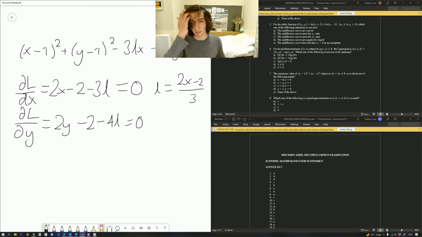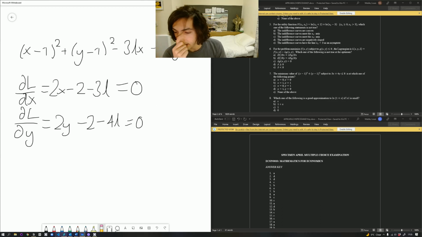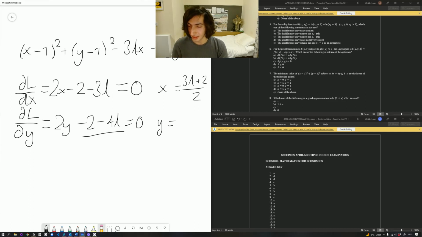Oh no, sorry, we've got to rearrange for x. Okay, rearranging for x, you move the lambda and the 2 over to the other side, and then you divide by 2. Gives you 3 lambda plus 2 over 2. And then for y, you're moving these two over to the right side, which gives you 4 lambda plus 2 over 2, that gives you 2 lambda plus 1. Okay.